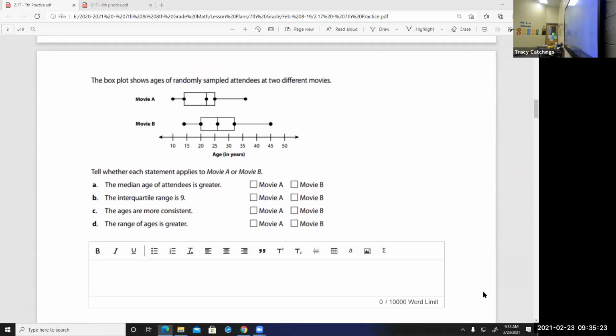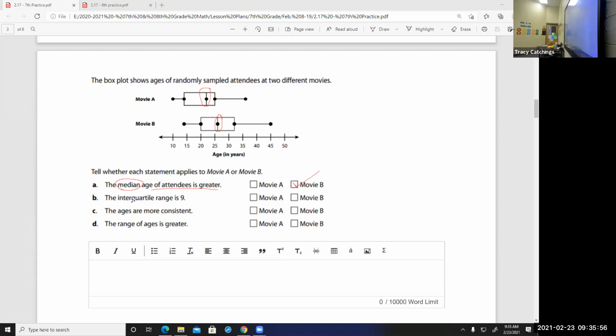All right, the box plot shows ages of relevant sample attendees at two different movies. Tell whether the statement applies to movie A or movie B. All right, answer choice A. It says the median age of attendees is greater. Where do we say you can find the median on the box plot? Good job, Julius. Good job. So looking at these medians, who had the greater one? Good job, movie B. It's closer to the right.